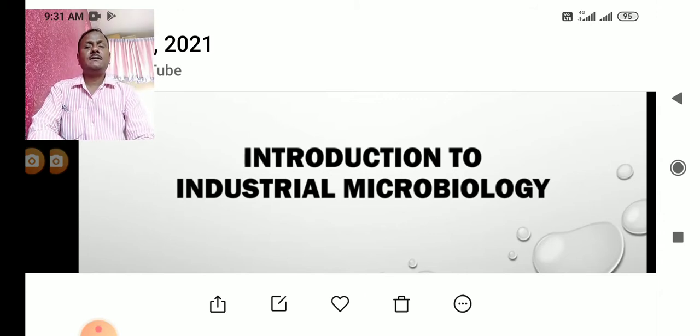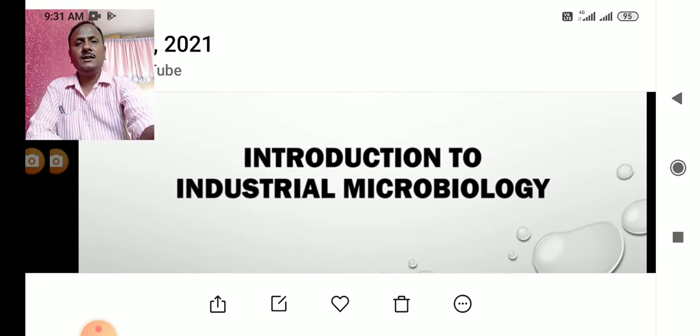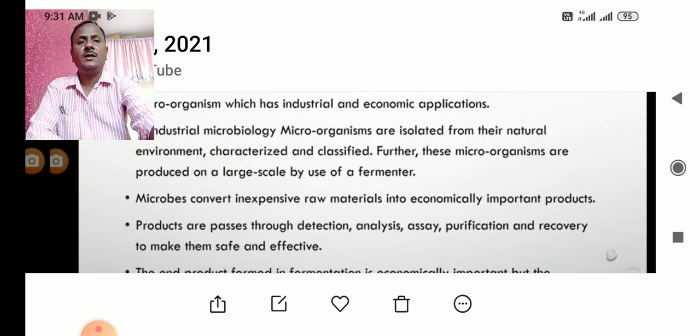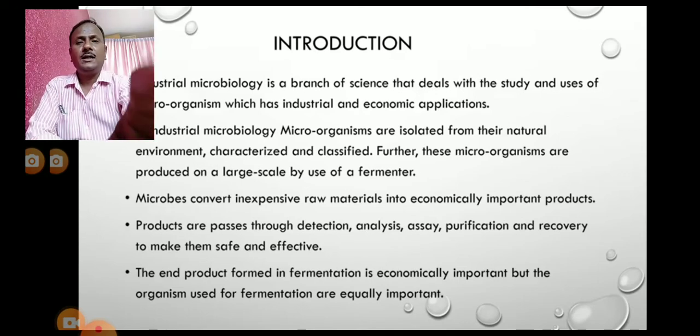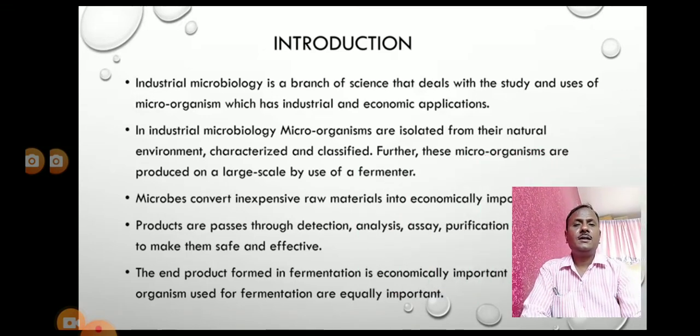Industrial microbiology is the branch of microbiology which deals with the study of those microorganisms which are important to produce industrial products. These products are very important for human beings. These microorganisms have industrial and economic applications, and we collect or isolate them from natural sources, and they are used for production of industrial products in large scale under the fermenter.